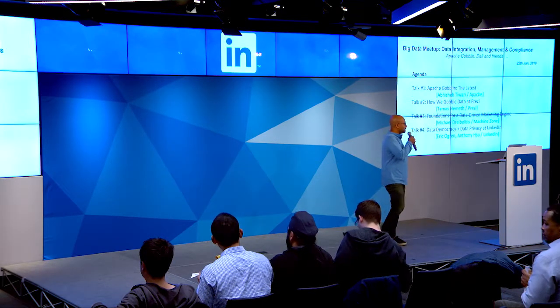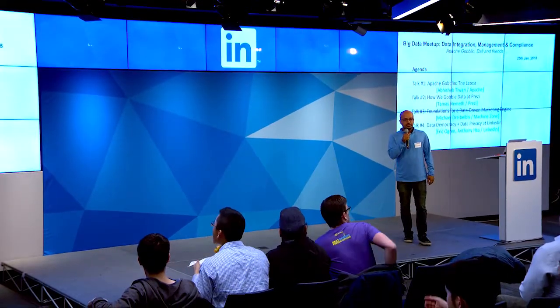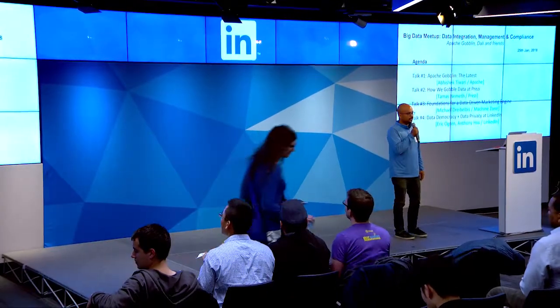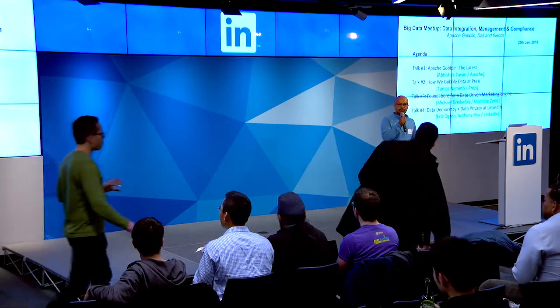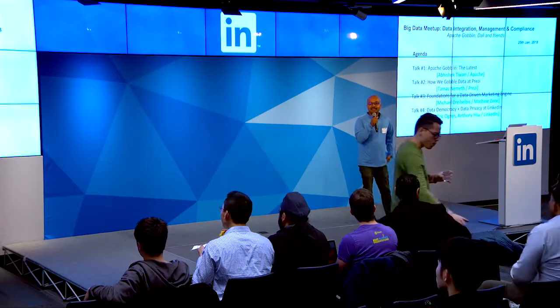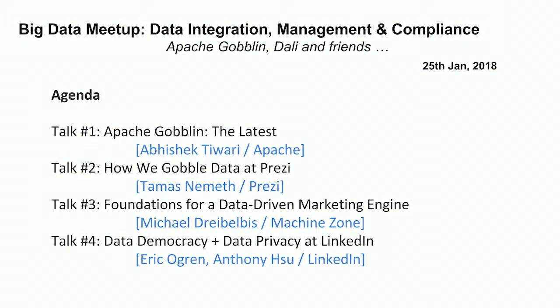We are talking about data integration today, and we have a pretty packed agenda. First up, we'll talk very briefly about Apache Gobblin, what's going on with it, the latest news. And then we have Prezi in the house. They're going to be talking about how they gobble data at scale. And then we have Machine Zone, who'll be talking about how they are doing their data ingestion and data management piece. And finally, we have LinkedIn talking about how we're doing data democracy while preserving data privacy. And then we can continue chatting and finishing up however much booze is left.